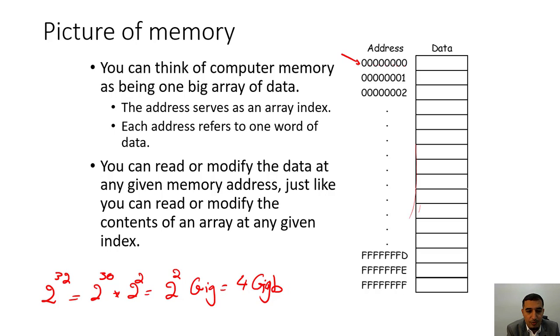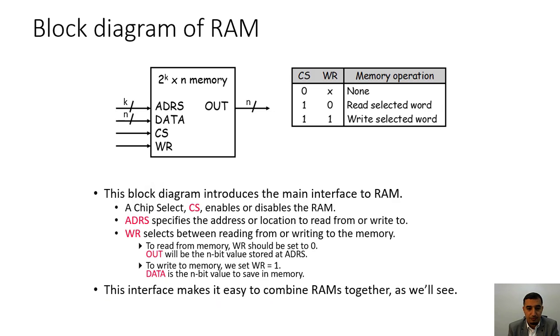So you can think of a computer memory as being one big array of data. The address serves as an array index. Each address refers to one of the data. You can read or modify the data at any given memory address, just like you can read or modify the contents of an array at any given index.